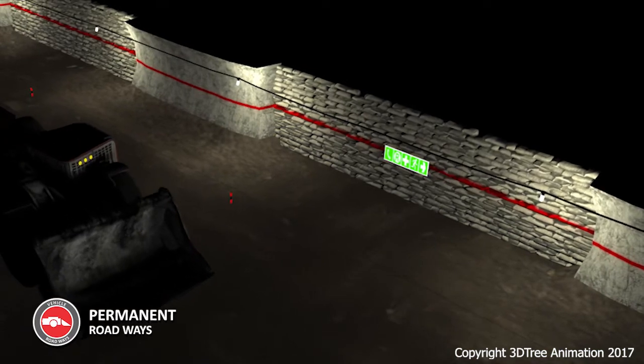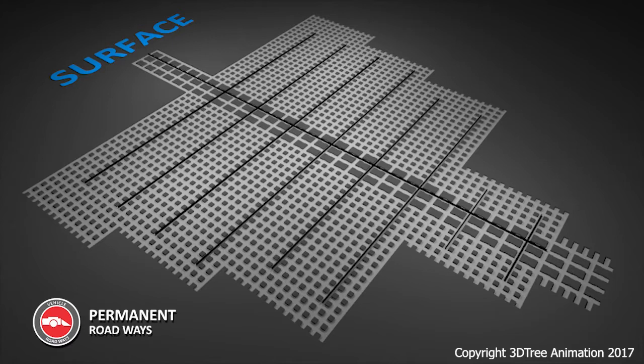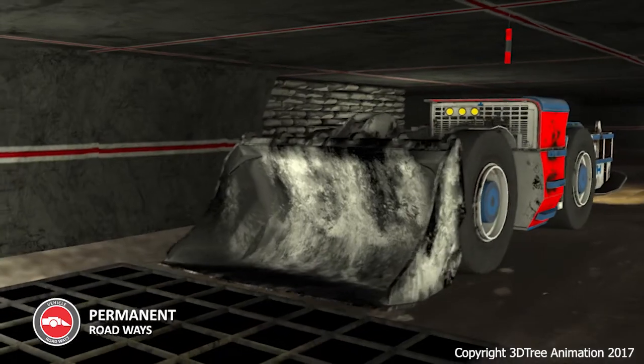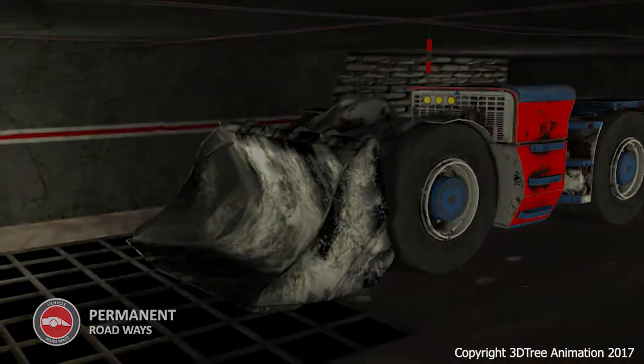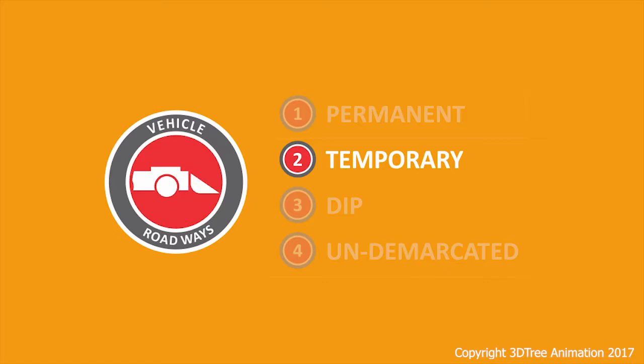First aid signs will indicate the direction you should travel to find safe areas. Tip areas are also located in permanent roadways where operators can deposit ore. The second area to discuss is the temporary roadways.